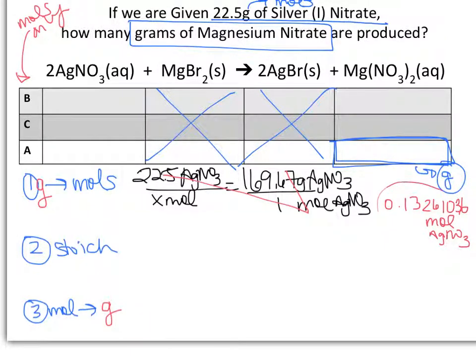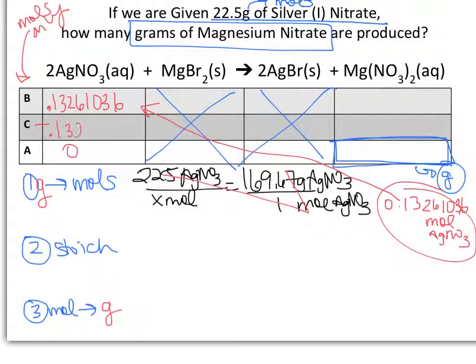So that is what we are starting out with. That is our before. So it's 0.13261036. Now all of that's going to get used up, and in the end we're going to have 0. So minus 0.13261036. Remember that this is mole. And now we need to figure out how much the magnesium nitrate is going to change by in terms of moles. So now we could go ahead and we can do our stoich step.